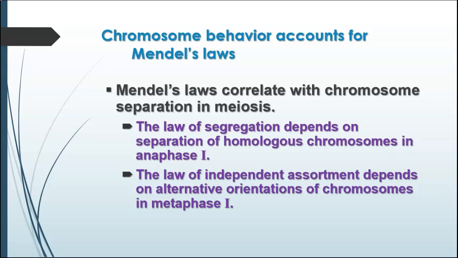The law of segregation depends on the separation of homologous chromosomes in anaphase 1. The law of segregation is the one that says you either get one or the other allele from your parents. The law of independent assortment depends on the alternative orientation of chromosomes in metaphase 1, and that's the fact that the inheritance of one gene is not influenced by the inheritance of another. And so when we look at the dihybrid crosses, for instance, that are independent of each other, that's what we're talking about, independent assortment. So it's really important for us to understand now that we know about these things, we can relate that back to what Mendel discovered back in the 1860s without knowing about it.